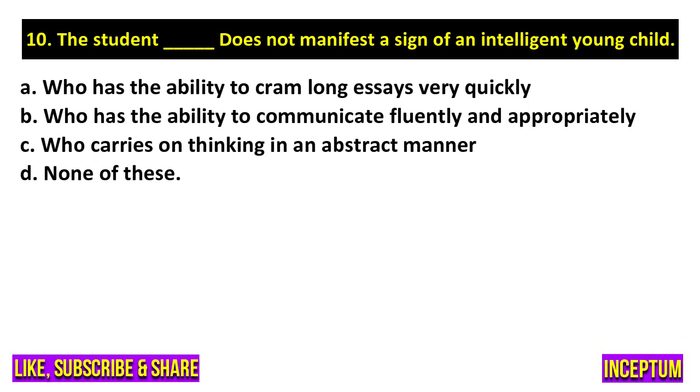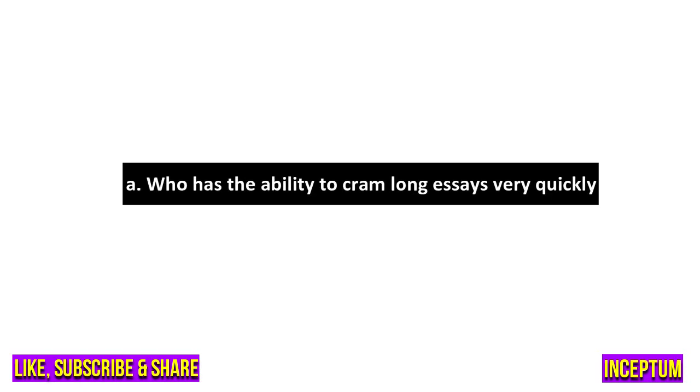Question number 10. The student dash doesn't manifest a sign of an intelligent young child. In the options we have who has the ability to cram long essays very quickly, who has the ability to communicate fluently and appropriately, who carries on thinking in an abstract manner, none of the above. And the right one is option A, who has the ability to cram long essays very quickly.